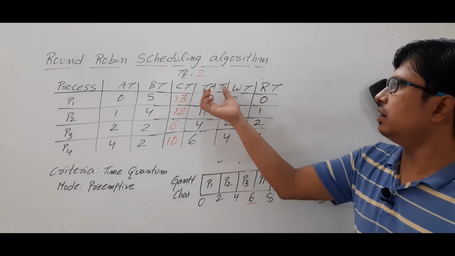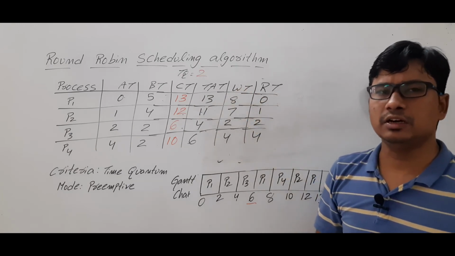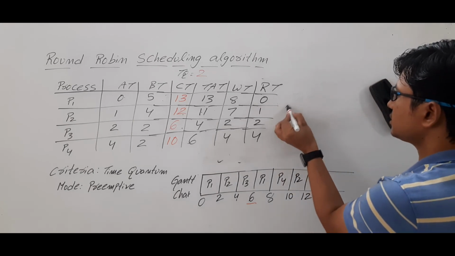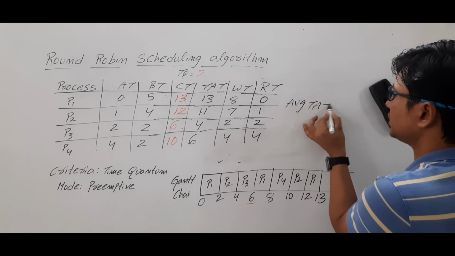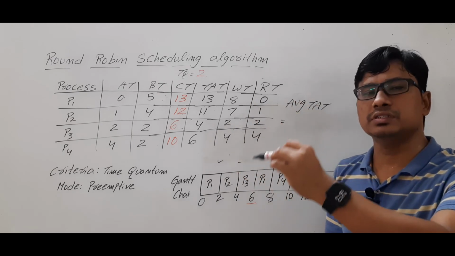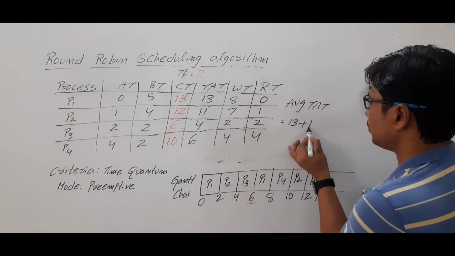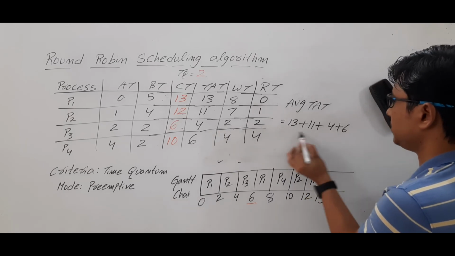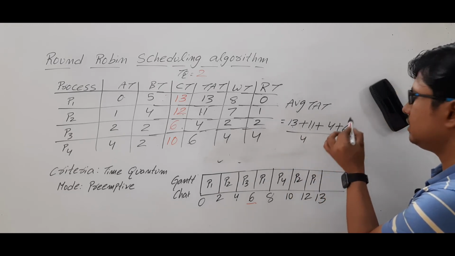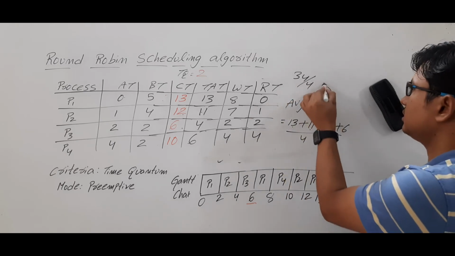Once we compute the completion time, turnaround time, waiting time and response time, in competitive exams they will ask you for the average turnaround time and average waiting time. Let me discuss how you can compute the average turnaround time. The average turnaround time is the sum of all the process turnaround times divided by the number of processes. Look here, 13 plus 11 plus 4 plus 6 by 4, which is 24, 28, 34 by 4. So 34 by 4 is the average turnaround time.